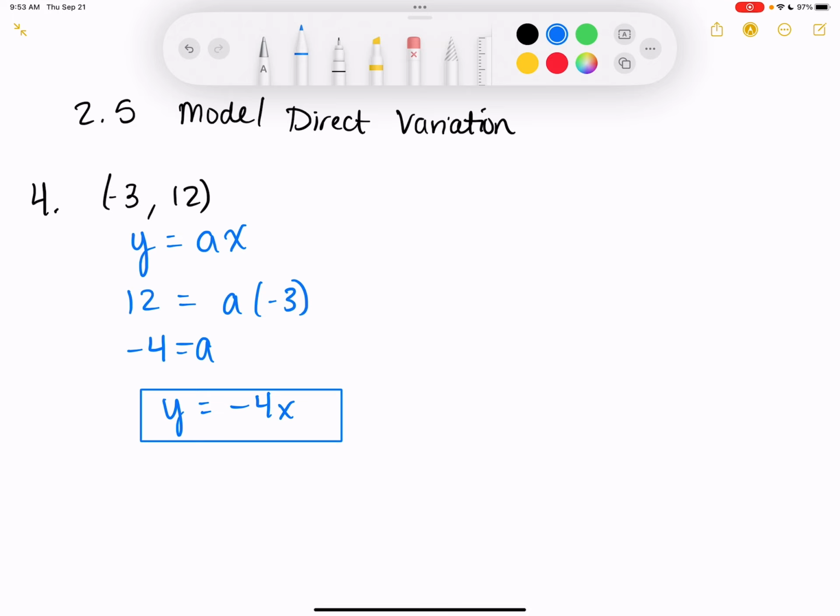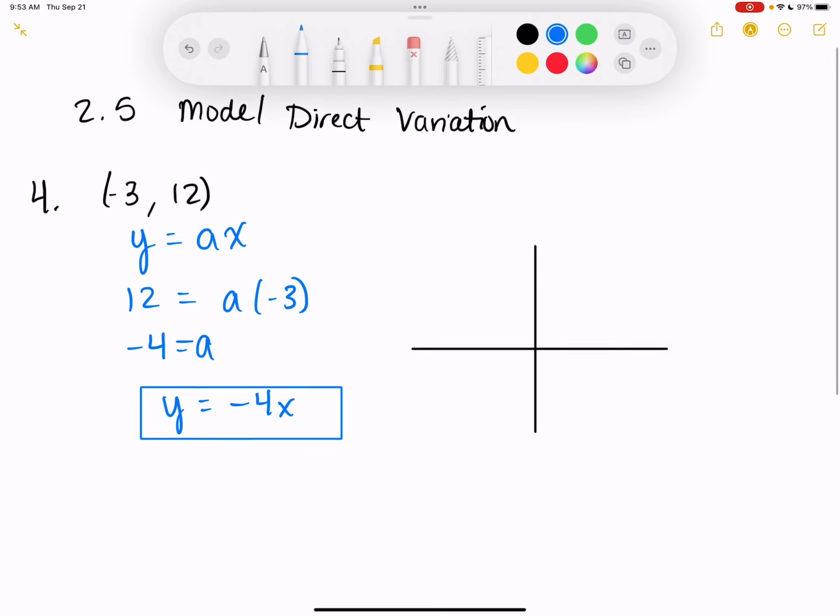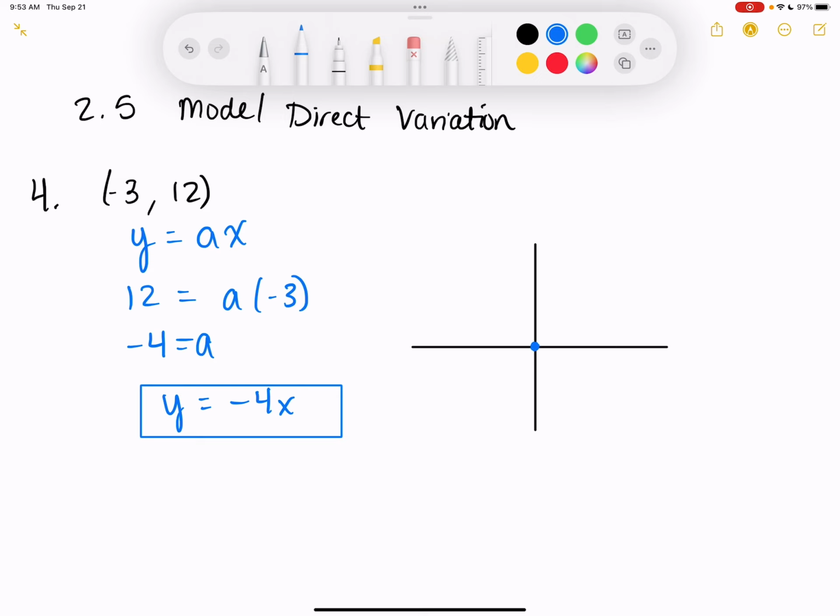And then I'm only going to graph one of these because I know y'all know how to graph. So we have y-intercept at 0. So it goes down 4, right 1, up 4, back 1, and just connect.